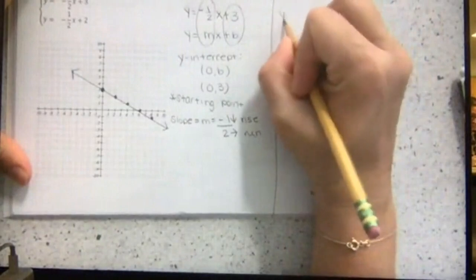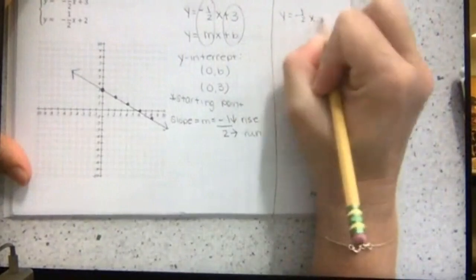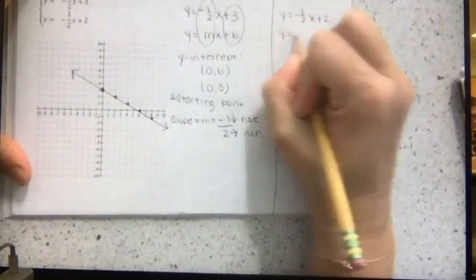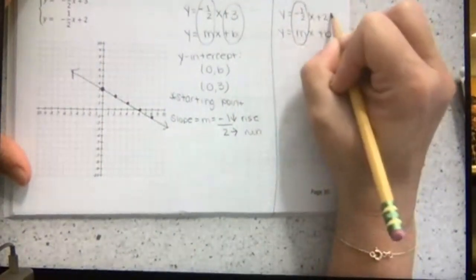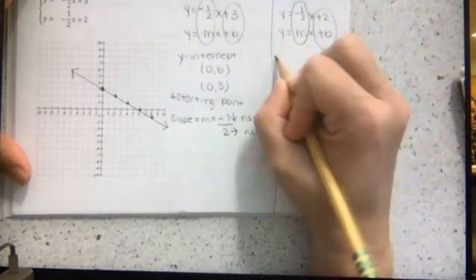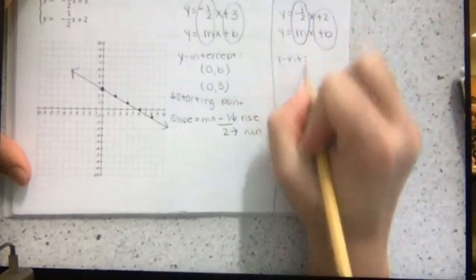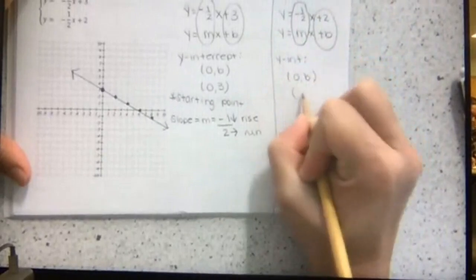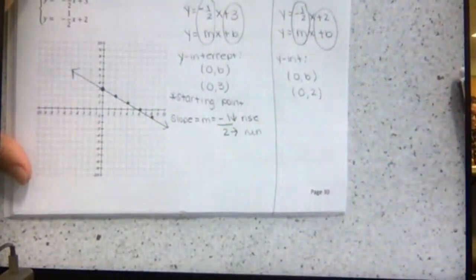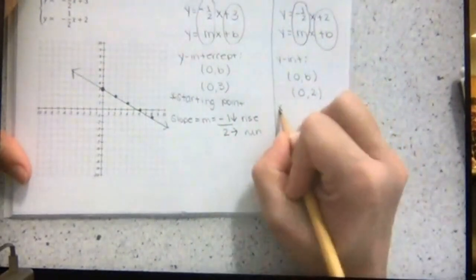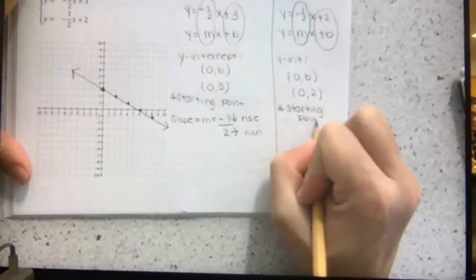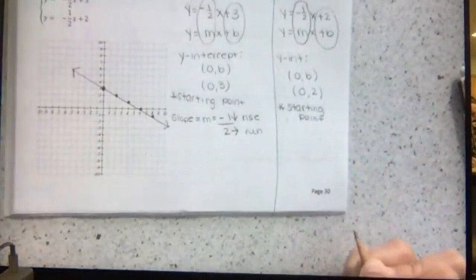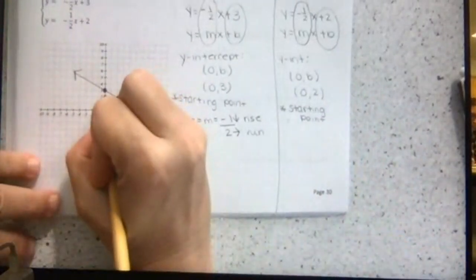Our second line is y = -1/2 x + 2. Again, this is in y = mx + b form for us. So we can see our m is -1/2 again, and our b is +2. So our y-intercept is going to be the ordered pair 0, b, which we said b was +2. So our y-intercept is at 0, positive 2. This is our starting point. So over 0, up 2.